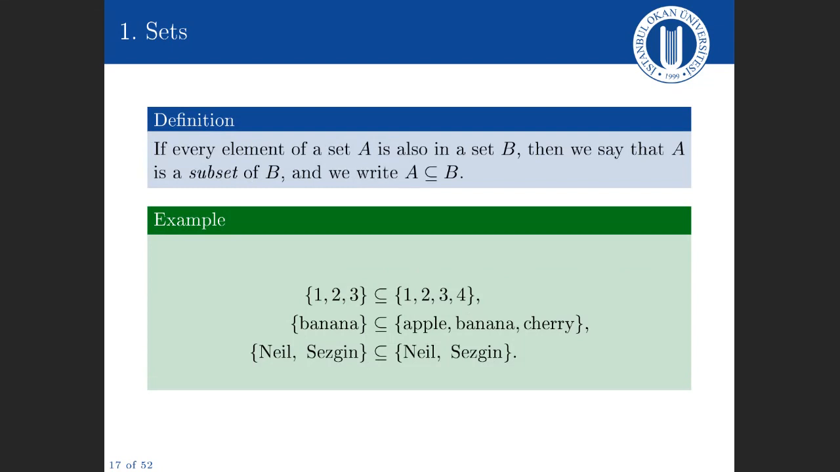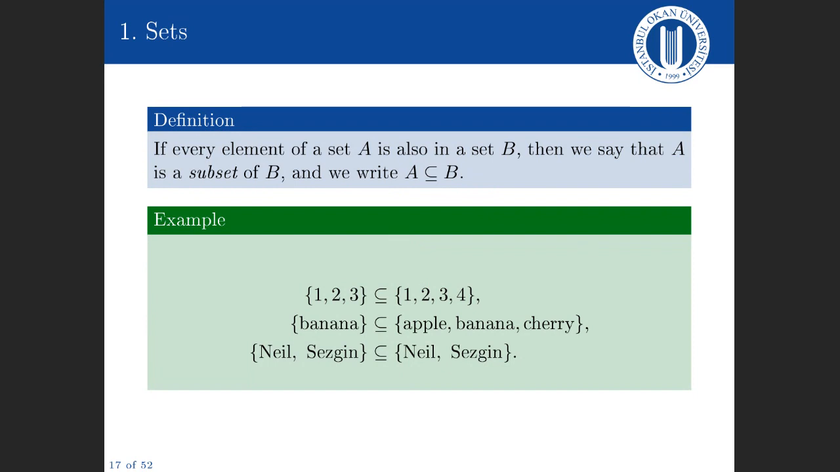If every element of a set A is also in a set B, then we can say that A is a subset of B, and we write it like this. A is a subset of B. Some examples. The set containing 1, 2, and 3 is a subset of the set containing 1, 2, 3, and 4, because 1 is in the second set, 2 is in the second set, and 3 is in the second set. Every element of the left set is also in the right set, so the left set is a subset of the right set.